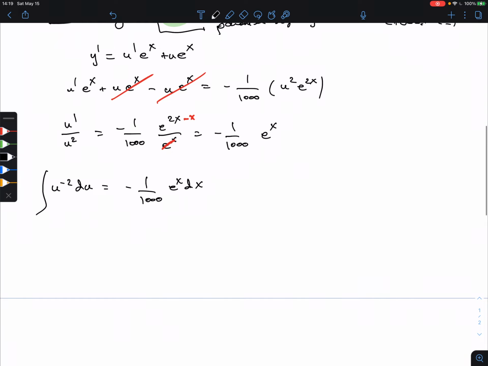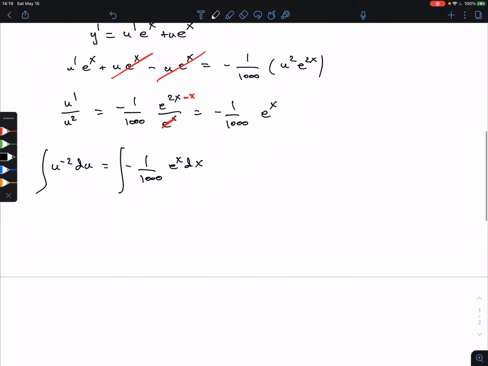Great, so now I can integrate, and this gives me u to the minus 1 over minus 1. This is just the regular power rule, and here we have 1,000 as a constant, and the antiderivative of e to the x is just e to the x plus a constant. Let's call it d again. Oh, no, sorry, in this case I can call it c. I'm not going to change it anymore.